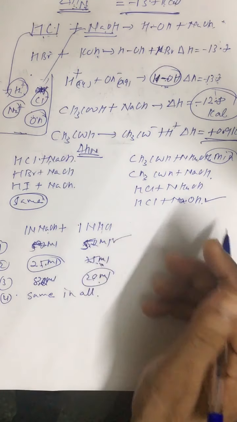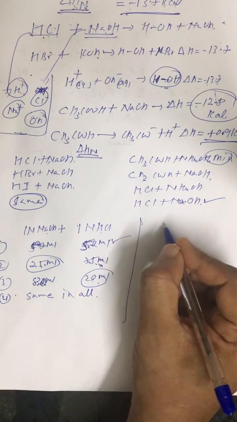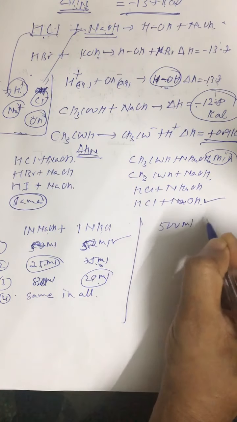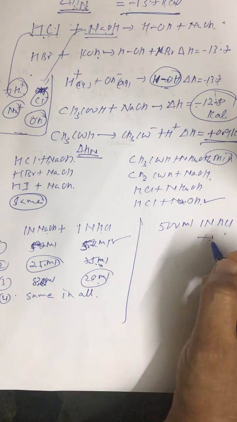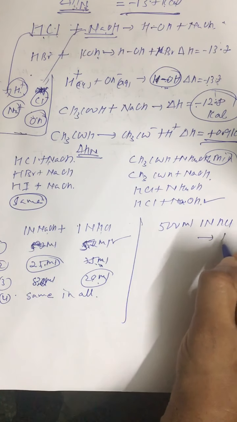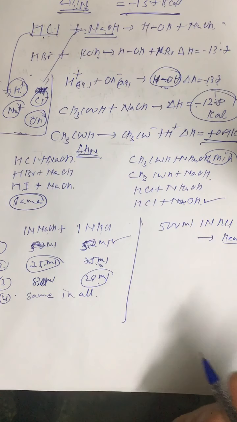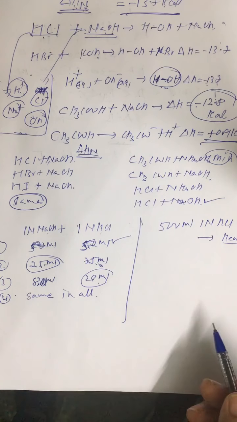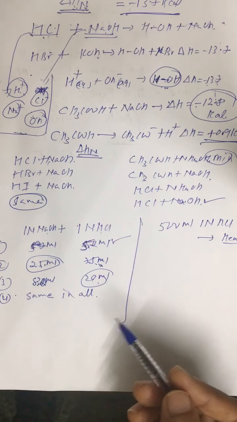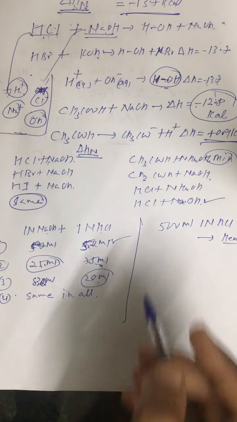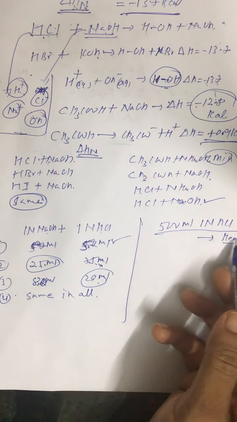You will find some numericals as well. Suppose the question is: 500 ml one normal HCl on neutralization with a strong base, how much amount of heat is released? See, the amount of heat released is always positive. Delta Hn is negative, but when a strong acid is mixed with a strong base, heat is released basically. So 500 ml one normal HCl is neutralized, how much amount of heat is released, with a strong base of course.